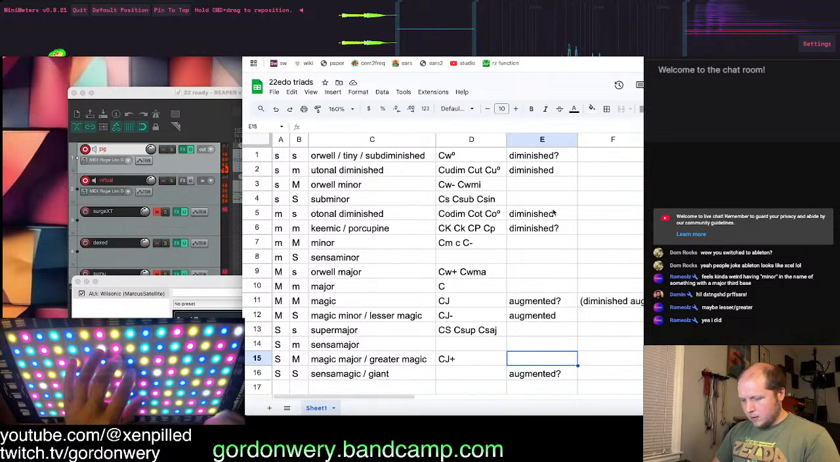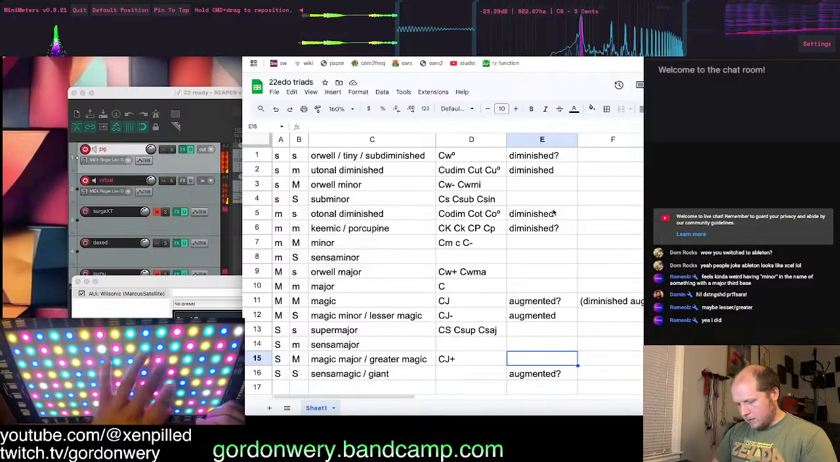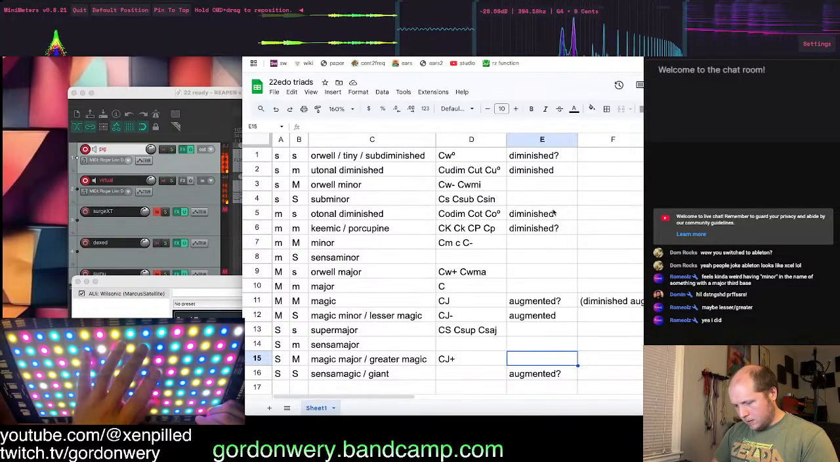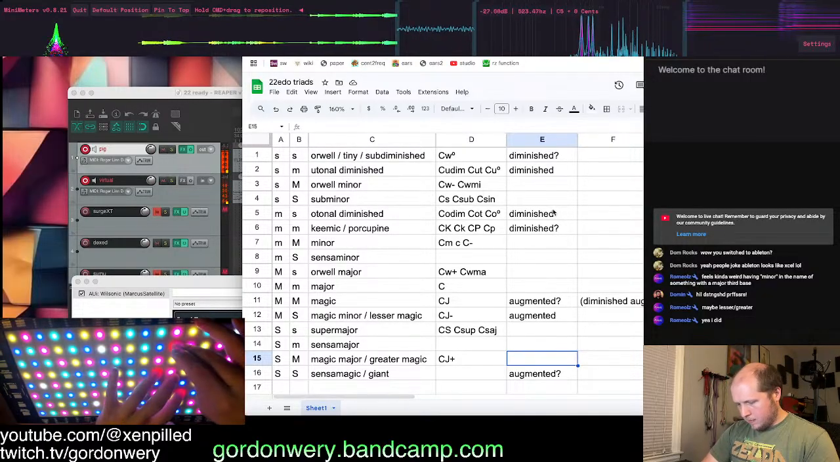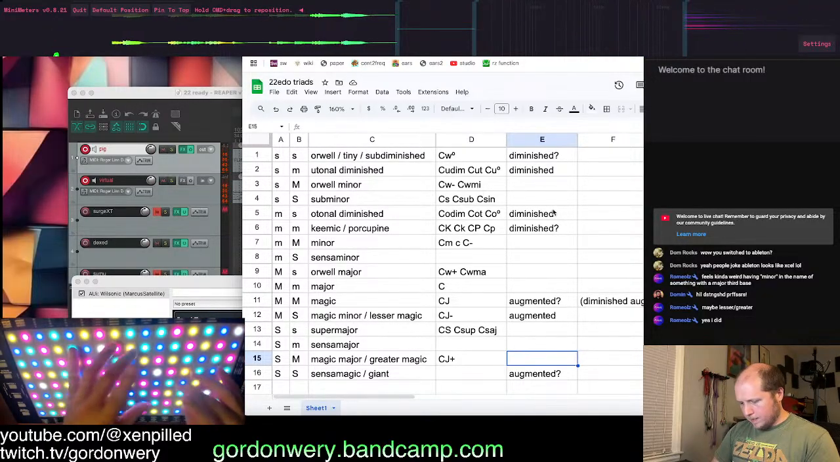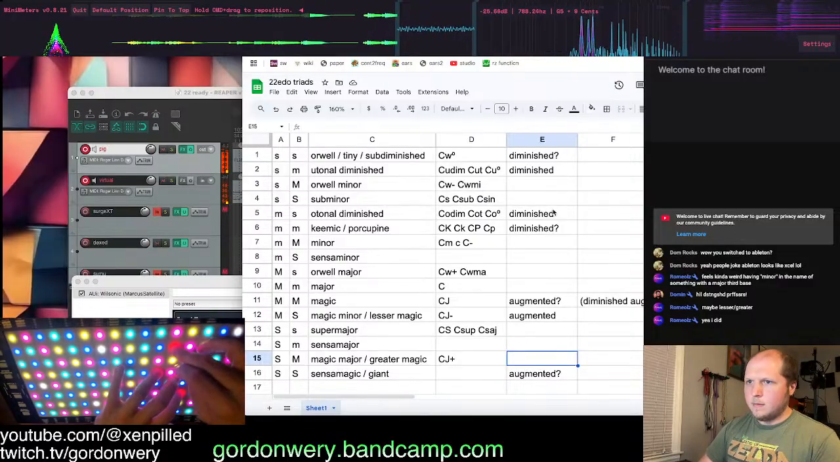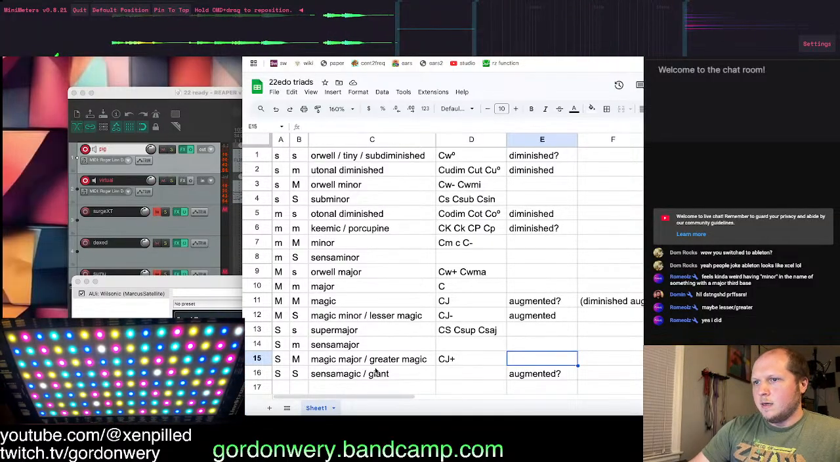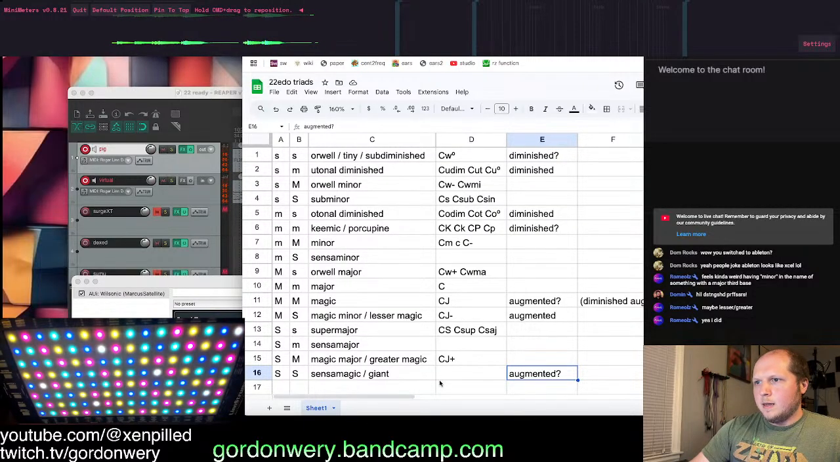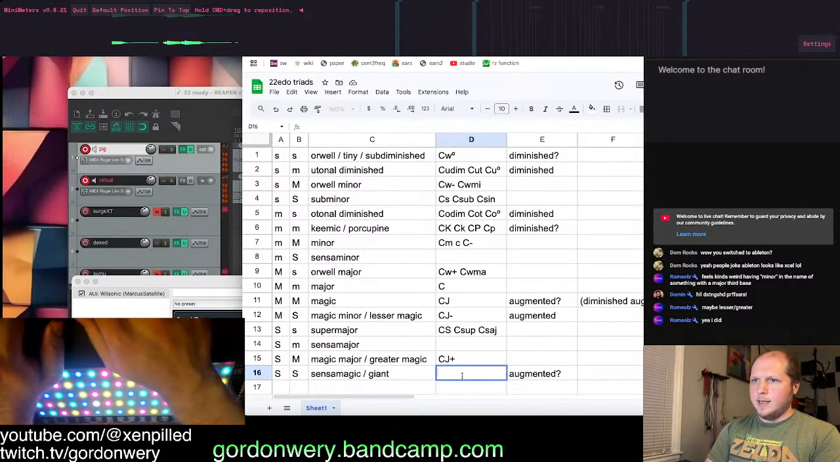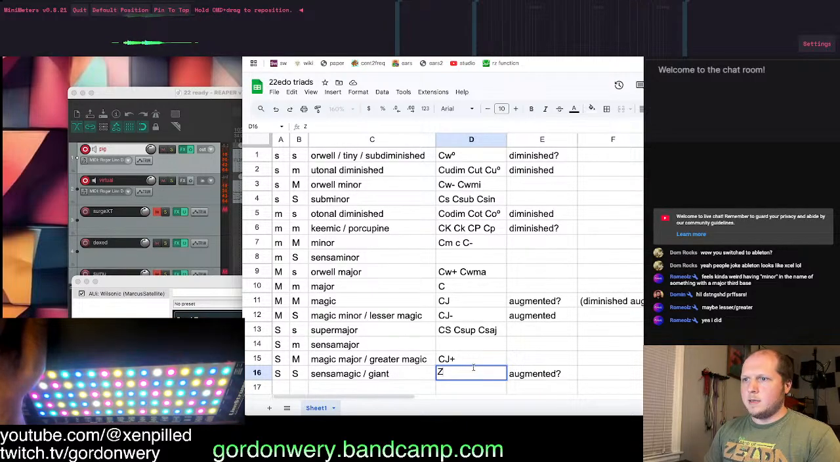But if you were in super pi, you could definitely use it as an augmented triad. So I think this definitely works as an augmented triad. Now this one is kind of throwing me off with the naming. I kind of like Z for this because it's kind of a flip of the S.